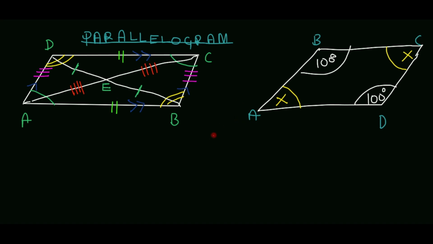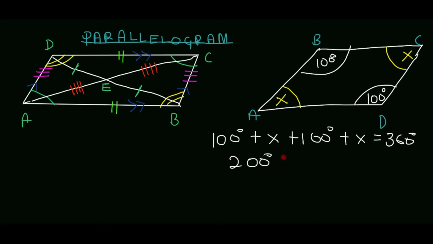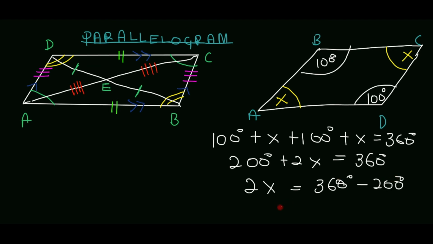So we add these angles and equate to 360. We have 100 degrees plus x plus 100 degrees plus x equals 360 degrees. Then we have 200 degrees plus 2x, adding like terms, equals 360 degrees. Therefore 2x equals 360 degrees minus 200 degrees, transposing 200 to the other side. So 2x equals 160 degrees. Solving for x, we divide both sides by 2. Therefore x equals 80 degrees.